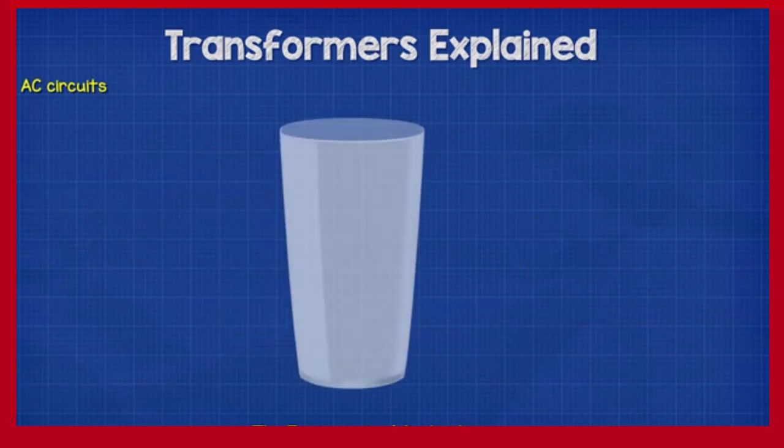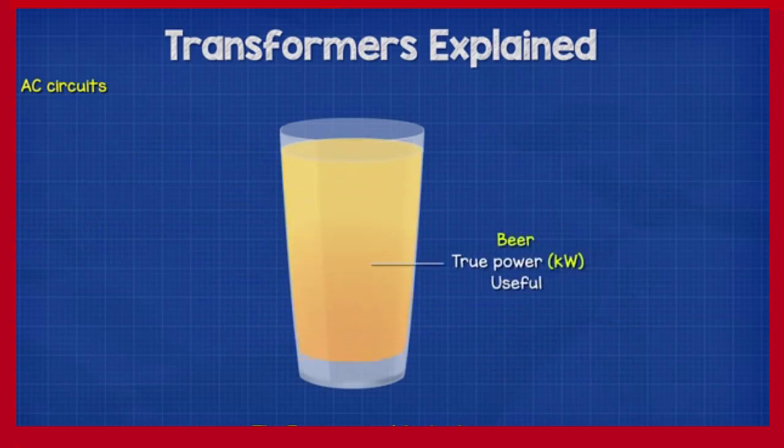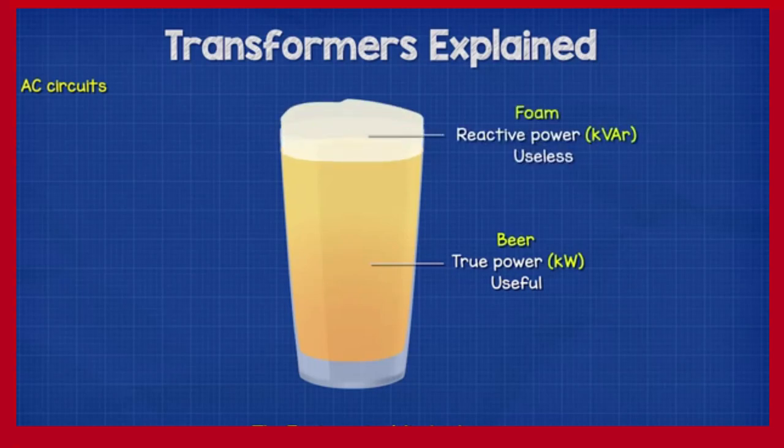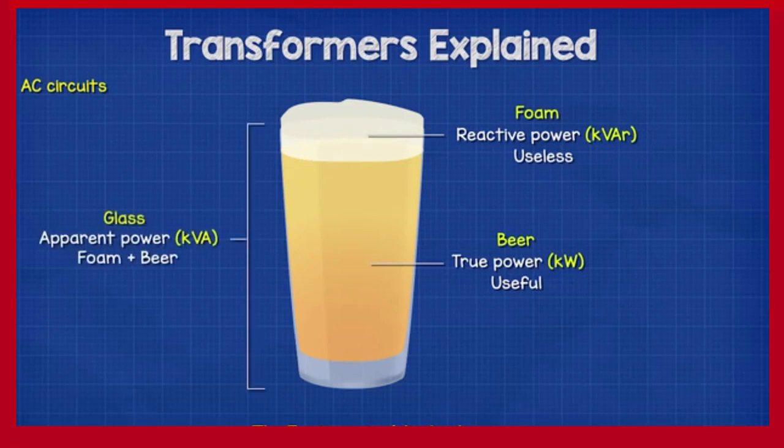If you think of a glass of beer, the liquid beer is the useful stuff. This is your true power in kilowatts. But there is always some foam which is useless. We don't want that. This is the reactive power, or the volt amp reactive. You pay for the total volume of the glass, regardless of how much foam and beer is inside. This is your apparent power in volt amps.